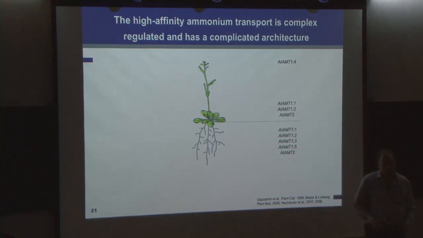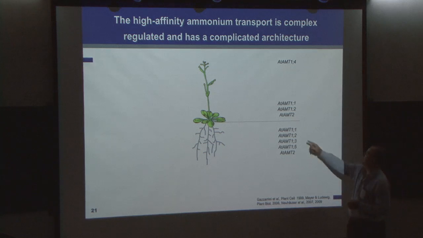Of these AMT2 transporters, we have in Arabidopsis only one member. And still, of this member, we know relatively little. How it works is not so well established. Where it works is not so clear. In other plants, we have AMT2 transporters also, and they work in mycorrhiza, where ammonium is transferred from the fungus towards the plant. There, AMT transporters help.